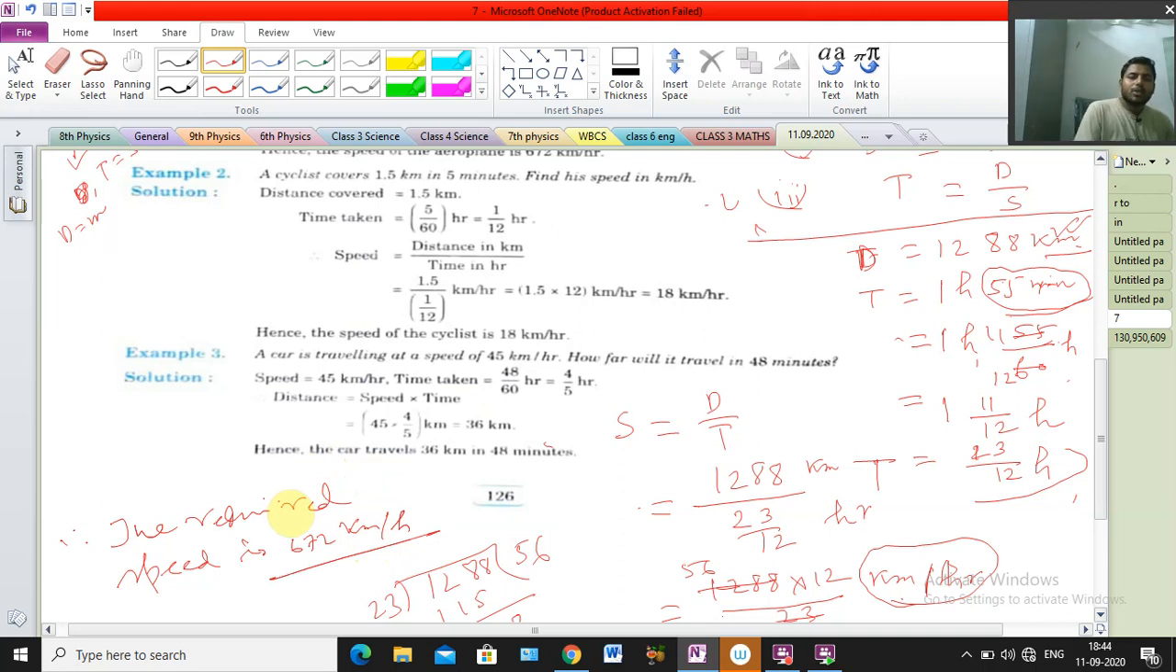Next, question number 2, example 2. A cyclist covers 1.5 km in 5 minutes. Find his speed in km per hour. Very important. The question is telling that a cyclist covers 1.5 km in 5 minutes, so find his speed in km per hour.